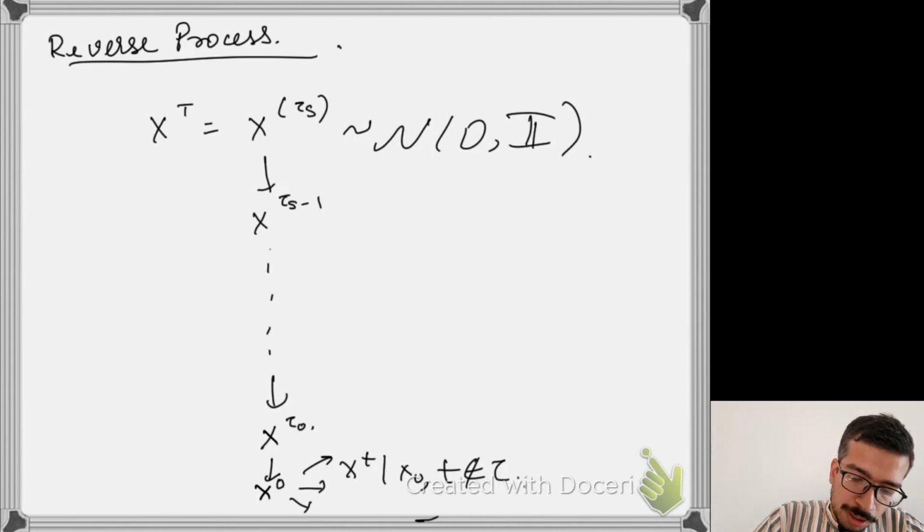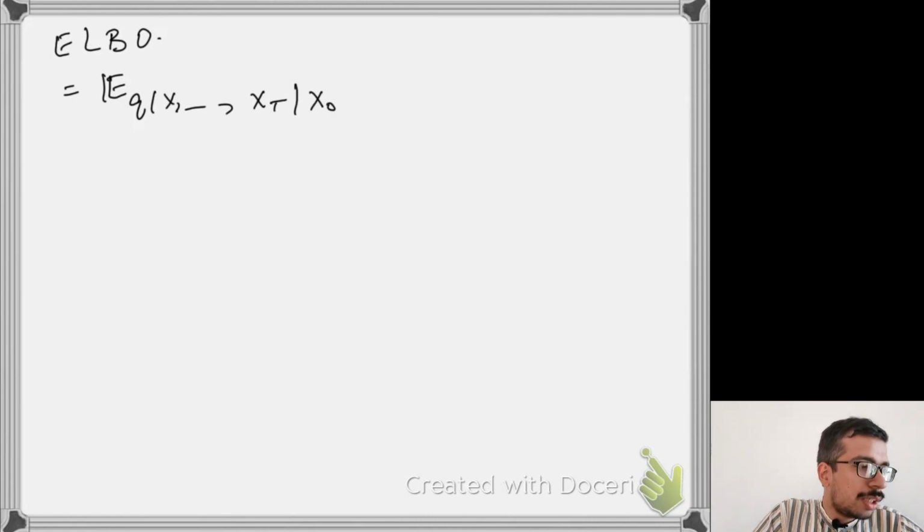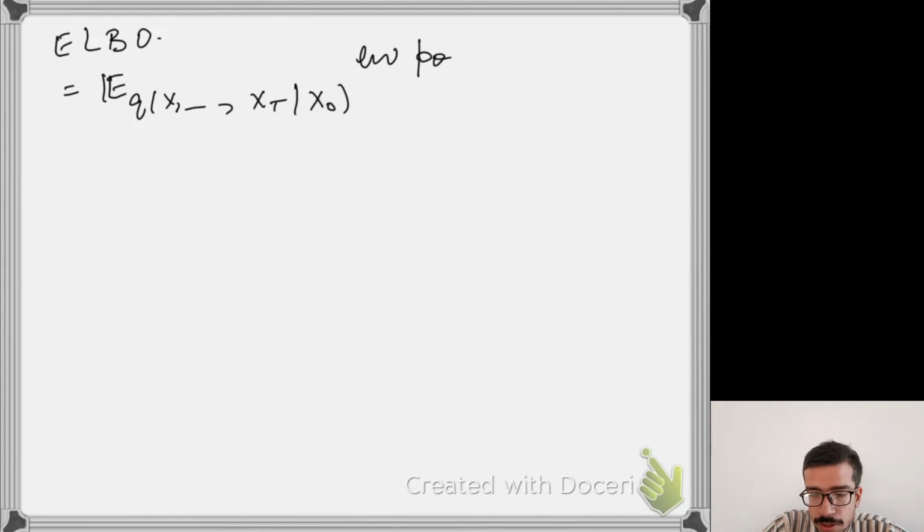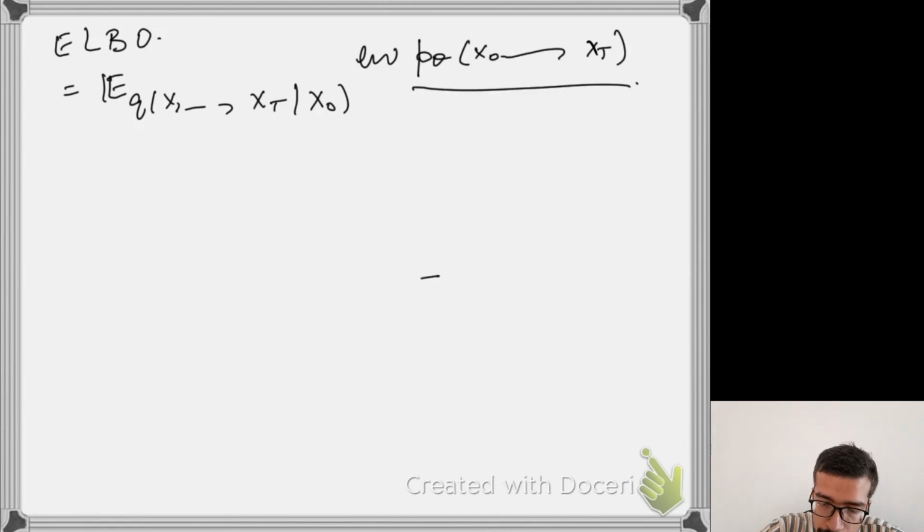Now if we try to write down the ELBO, this is nothing but the expectation under q of x1 up to xt given x naught of log p theta of x naught up to xt divided by q of x1 up to xt given x naught.